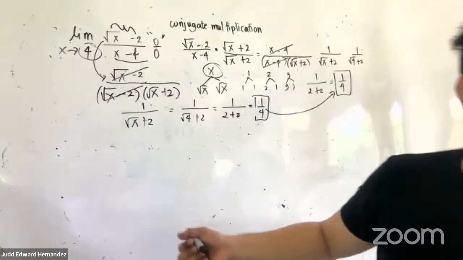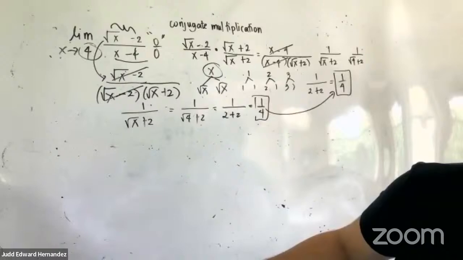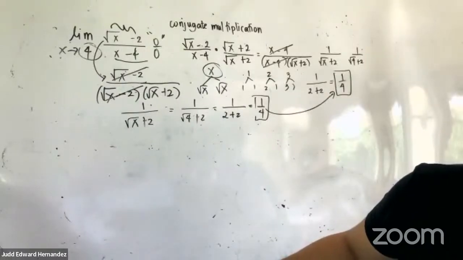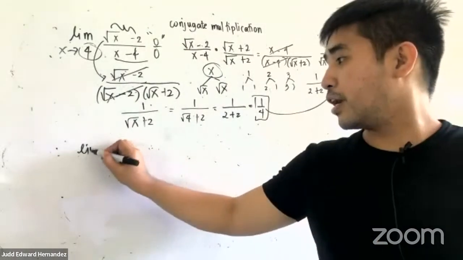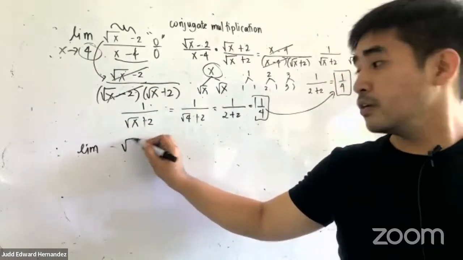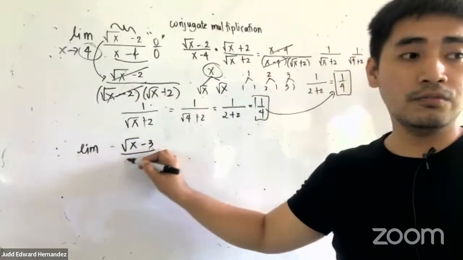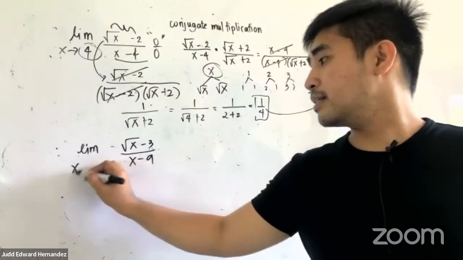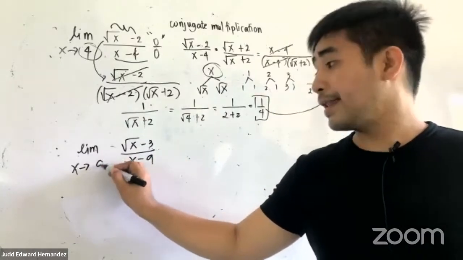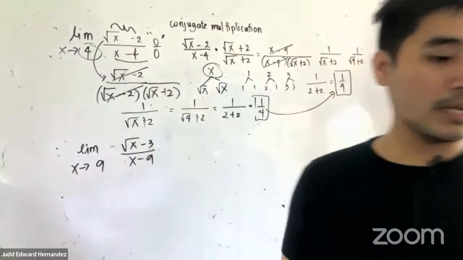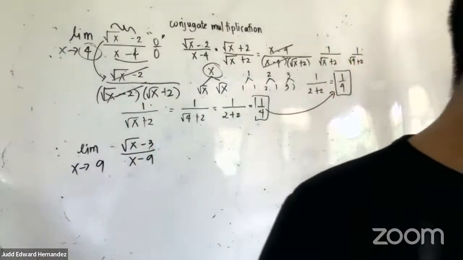Opo. Okay, let's try another example para maano natin siya. Please try this one. The limit of square root of x minus 3 over x minus 9 as x approaches 9. Okay? Try. I'm giving you 1 minute.